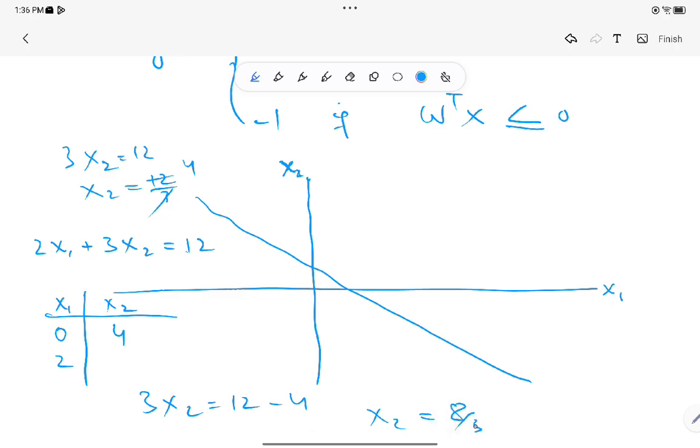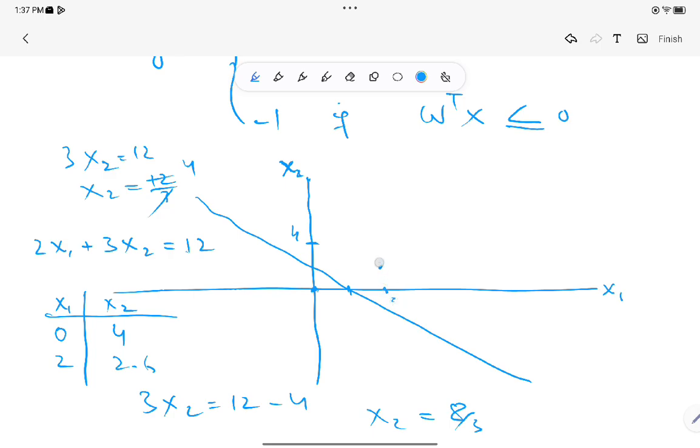When you divide 8 by 3, it gives about 2.6. So you have the point (0, 4) and the point (2, 2.6). Suppose this is 0 and this is 4 here. Let this be 1 here, let this be 2 here, and this is 2.6.